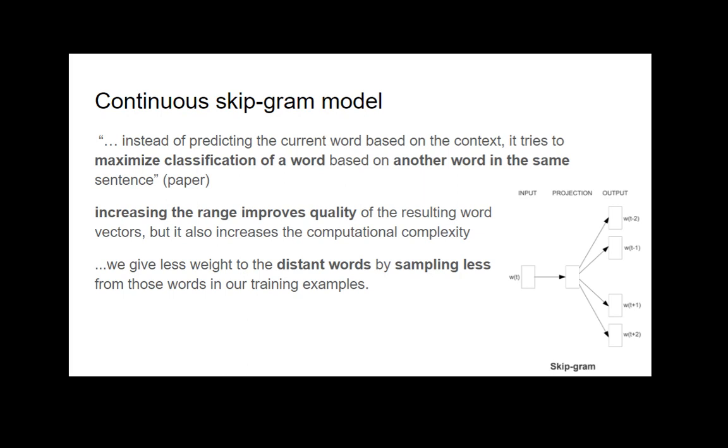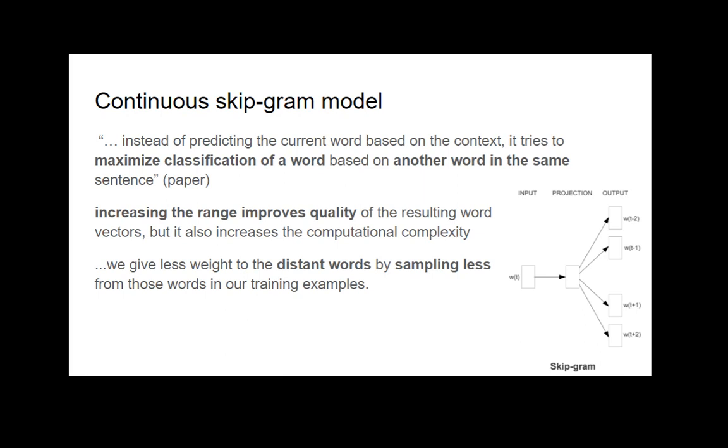Continuous means that you take continuous contexts. Skip-grams means you skip the word out of this context, and you are trying to maximize. So instead of predicting the current word based on the context, it tries to maximize the classification of a word based on another word in the same sentence. So you place a word and see what words should be in the context of this word.